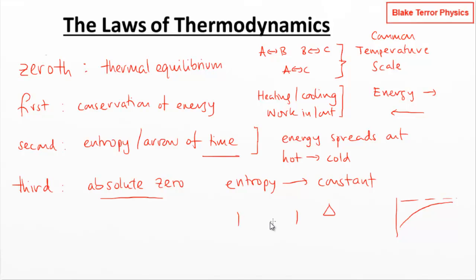It's the frog jumping halfway to the wall situation. You're getting closer and closer and closer, but you never actually get there. So it predicts the existence of absolute zero, where we've got the minimum internal energy and our minimum temperature, but it also tells us that we will never actually be able to reach absolute zero.